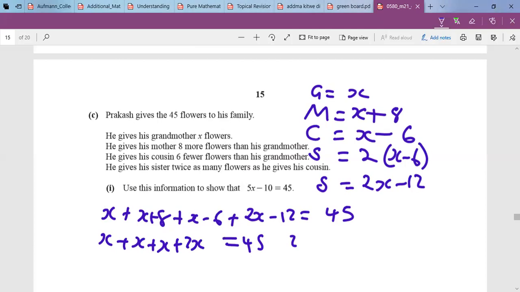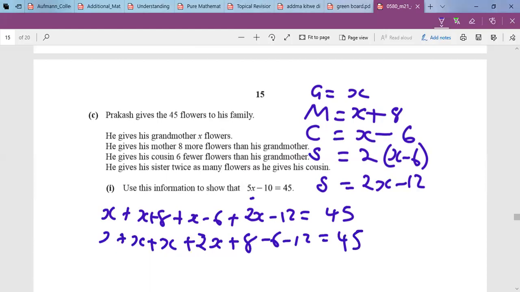Okay, before we do that, take note, our aim is to reduce it to this form. We're not finding the value of x first, we're not solving. So we just have to deduce to that. So we say x plus x plus x plus 2x plus 8 minus 6 minus 12. The answer here is 45, right?